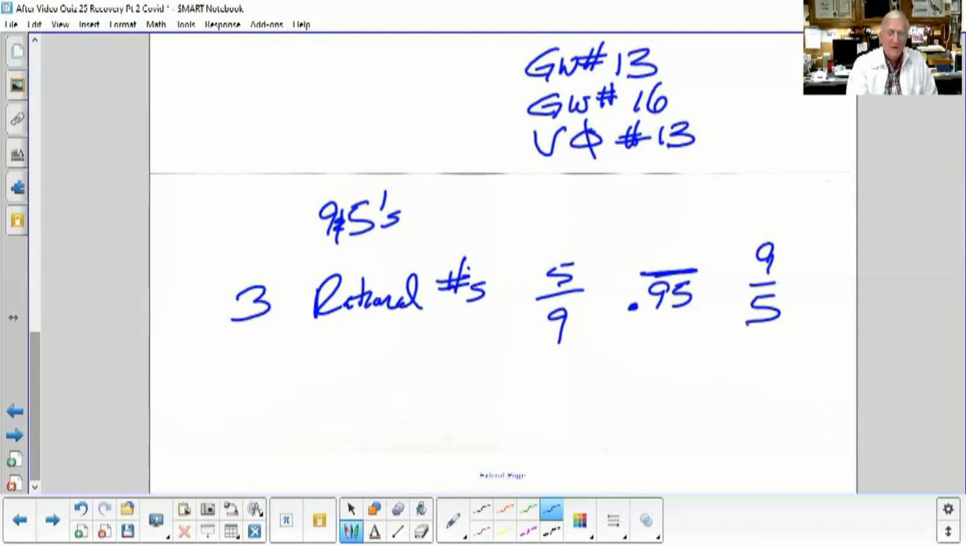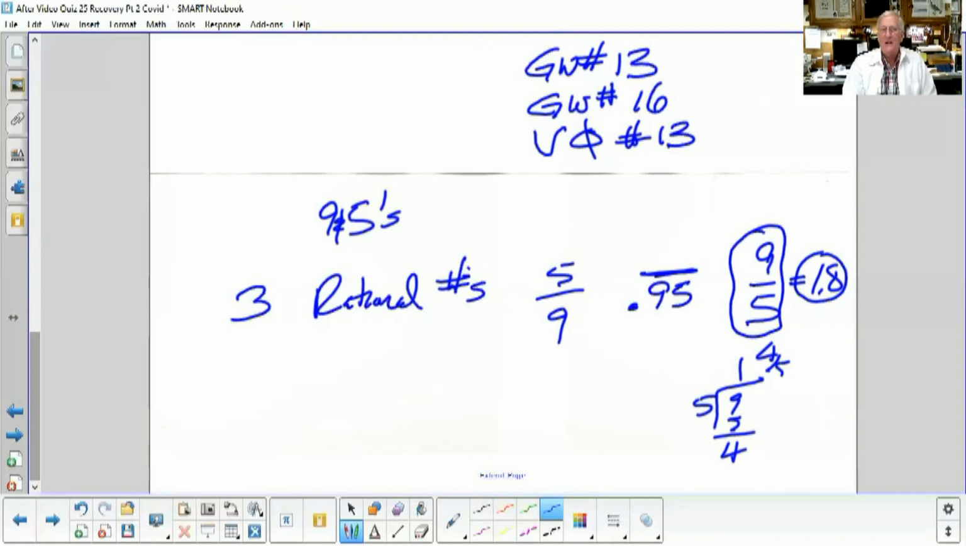9/5 is also going to be a decimal. And that decimal, I believe, comes out 1 point... I'm not even sure. Let me divide it out and see. 5 goes in there once with 4 left over. 4/5 is 0.8. So this is just 1.8, but I can't use 1.8 in that form. I want this form with only 9s and 5s.